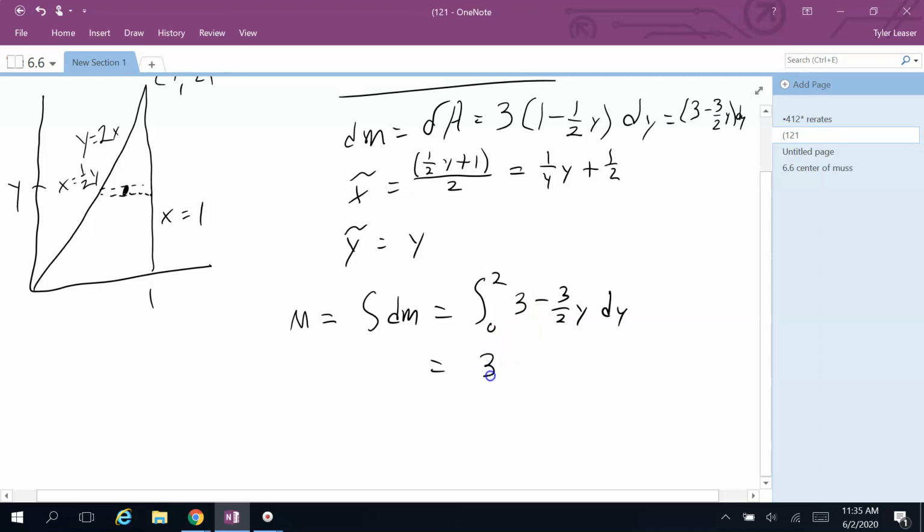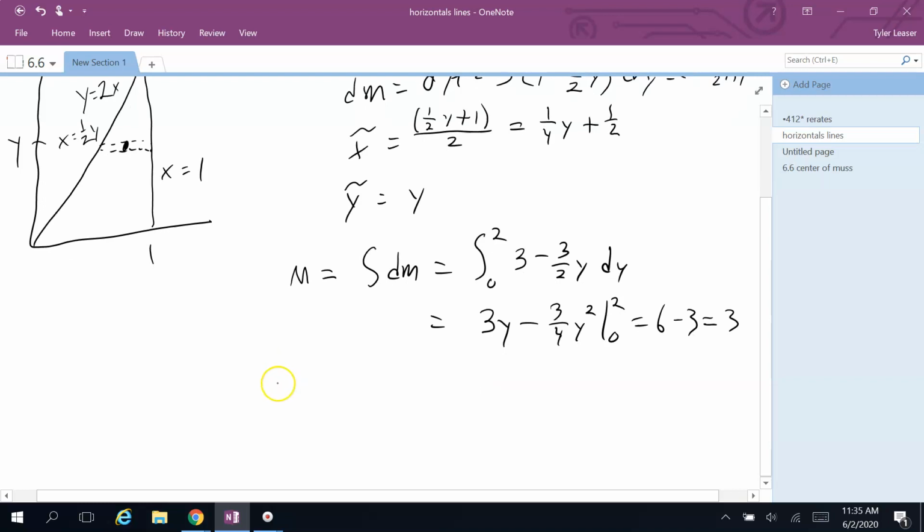Antiderivative here, the 3 goes to 3y. 3/2 y is going to go to negative 3/4 y squared. We're plugging in from 0 to 2. So if I plug 2 into this, 3 times 2 is 6. Minus plugging 2 into this one, 2 squared is 4, which cancels out with that 4, so we get 6 minus 3, which is 3. So yay, right, it did come out to be the right thing.